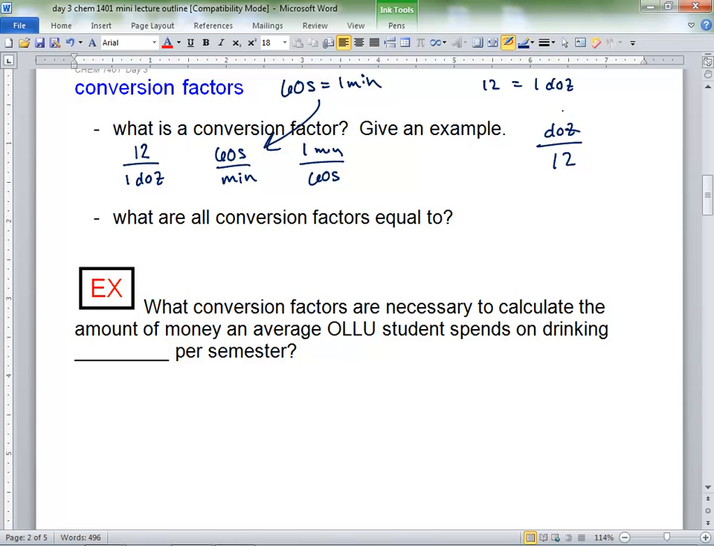But all these ratios, all these factors are really equal to what number? If I divide this by 1 dozen, this 12 over 1 dozen is really equal to 1. All conversion factors are equal to 1. They have to be. It looks weird, but all those ratios are 1. Otherwise you'd be messing with your measurement. You can't change your measurement. So you're multiplying by 1 all the time. You're just changing units.